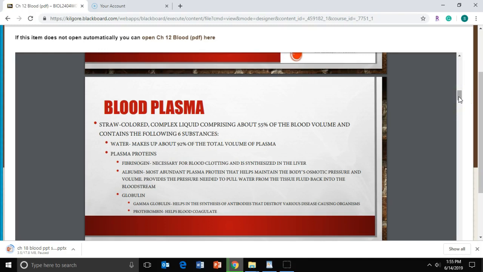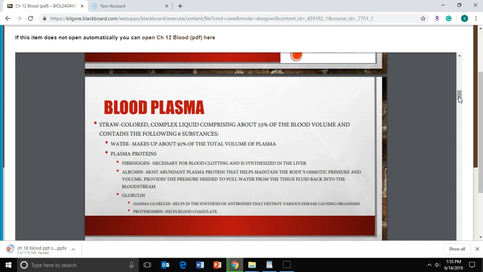It's mostly water, and it also has some proteins in it. One example of a protein in plasma would be fibrinogen, which is normally in plasma and is necessary for blood clotting. This is made by the liver. Also, albumin is a plasma protein, and this is going to be important for maintaining osmotic pressure within the blood. It's the most abundant of our plasma proteins.